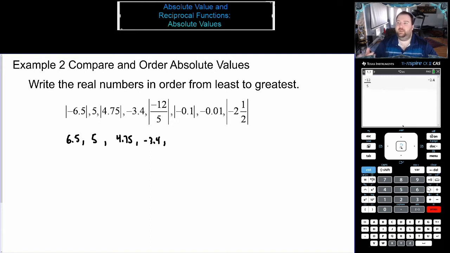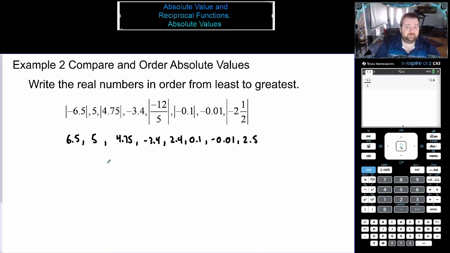Yeah, and it's going to become positive, right? So 2.4. And this is going to be 0.1. Again, it's going to become positive. This stays negative because there's no absolute value on it. And this one's going to be 2.5. So this is negative 2.5. Turn it positive, becomes 2.5.